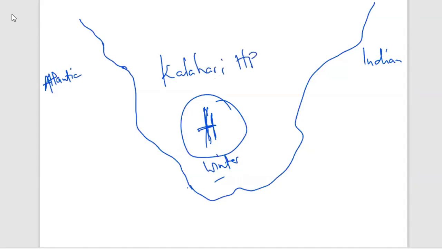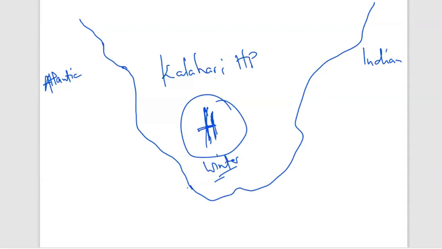high pressure cell. The Kalahari high pressure cell is caused by descending air. Descending air, which typically happens during the winter season. The air will be descending from the upper atmosphere and exerting pressure on the ground surface, causing a high pressure cell. And this typical high pressure cell is called the Kalahari high pressure cell. So if you check and see a high pressure cell dominating over the interior, it suggests that it's winter conditions and that high pressure cell is the Kalahari high pressure. Right, that is with the interior.